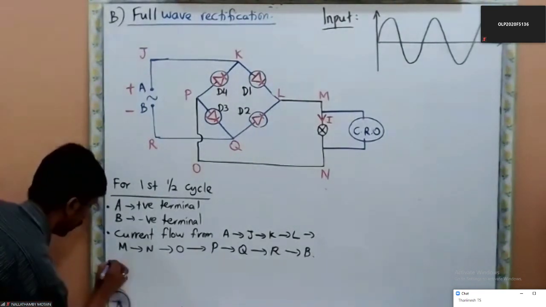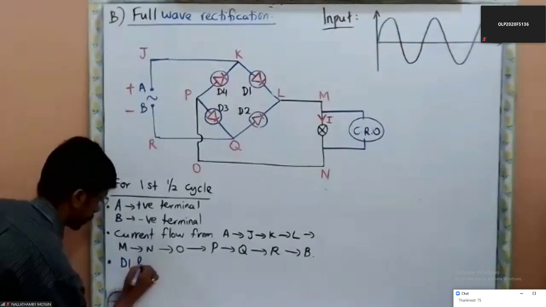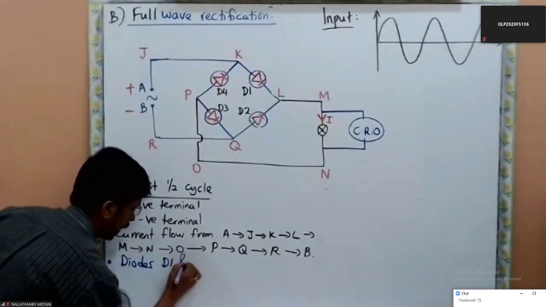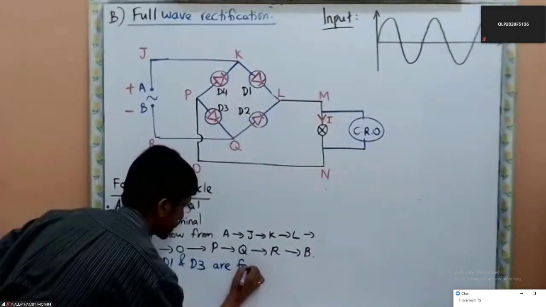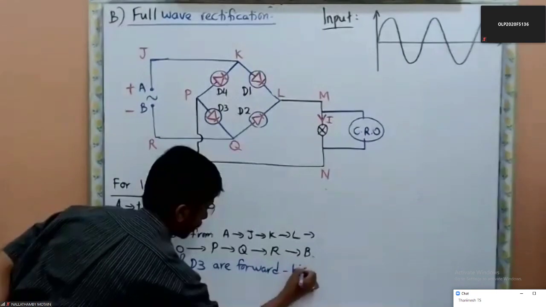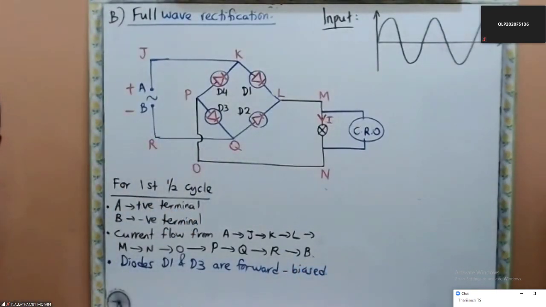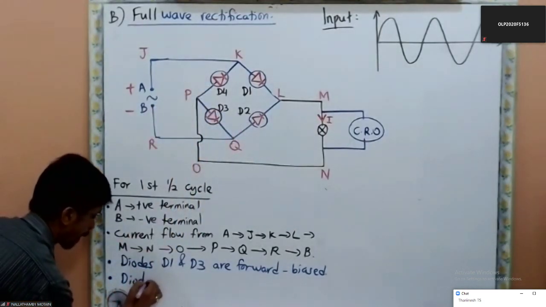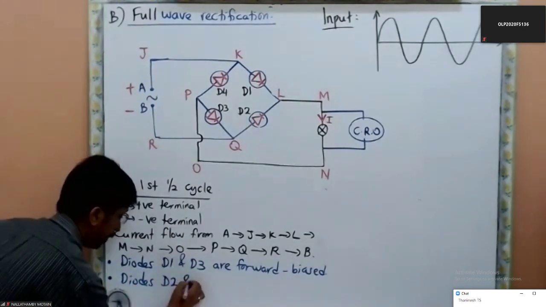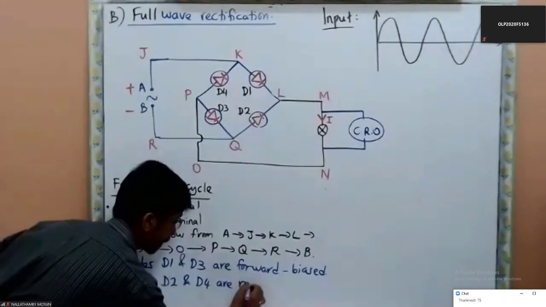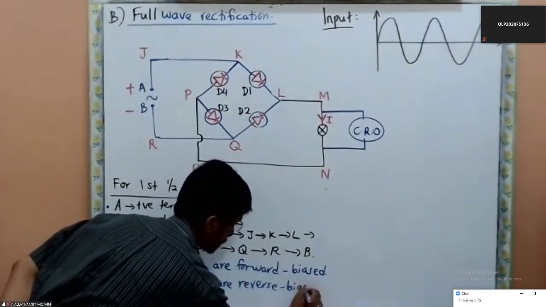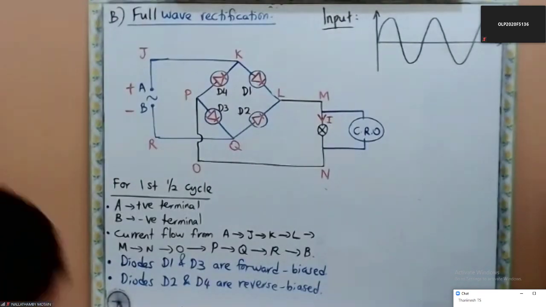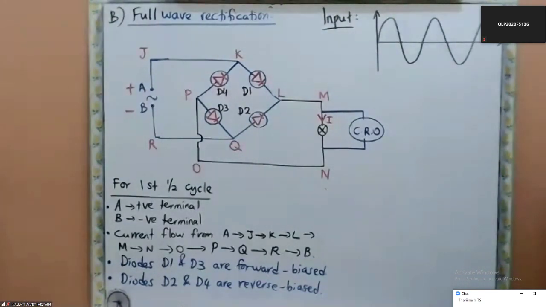Okay, so diodes D1 and D3 are forward biased. D2 and D4 are reverse biased. So diodes D2 and D4 are reverse biased.